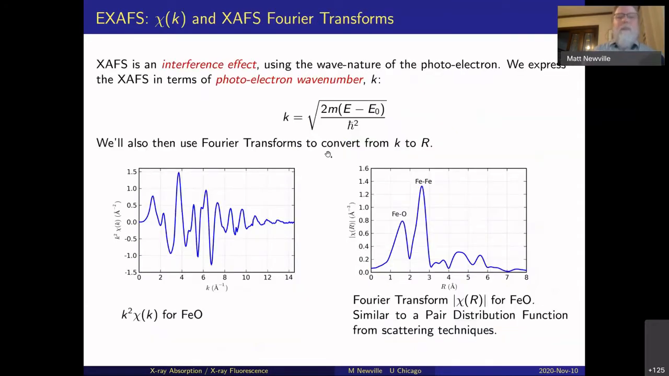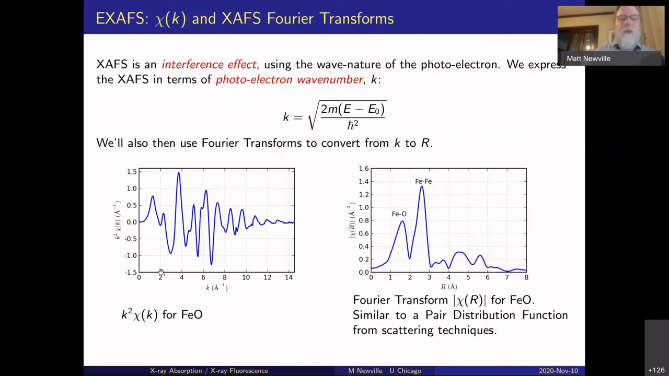As we'll see, XAFS is an interference effect of the photoelectron that gets emitted from the atom. So what we become interested in when we think about understanding and modeling the XAFS is the wave number of the photoelectron. That's the square root of the energy above absorption, with some fundamental constants included, the mass of the electron and Planck's constant. So we use this value k as the wave number, because we will see that the oscillations in the XAFS are periodic in that wave number.